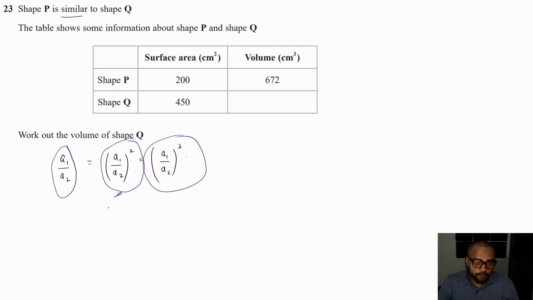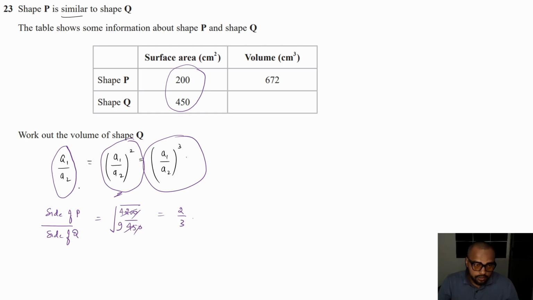So from here, P and Q areas are given, so we can find the ratio of the sides. We just need to take the square root. So the side of P upon side of Q will be equal to root of 200 by 450, which is 4 by 9, that will be equal to 2 by 3. So we have got the ratio of the sides, students, that is 2 by 3.